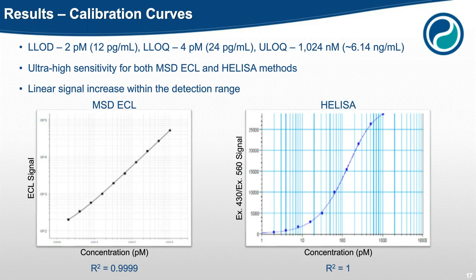This slide shows that both methods achieved an ultra-high sensitivity with an LOD of 2 picomolar. That is about 12 picogram per ml. This is among the highest sensitivity that has ever been reported by similar studies. There was a linear signal increase within the calibration range from 4 picomolar to 1,024 picomolar.